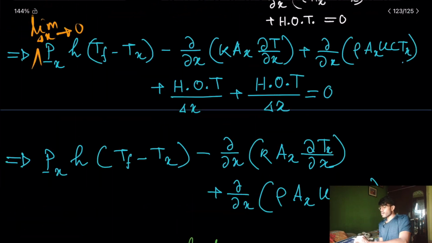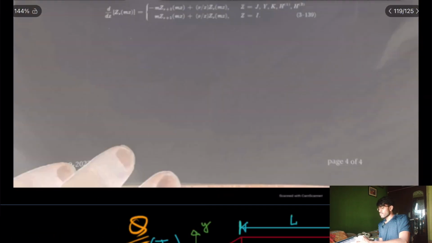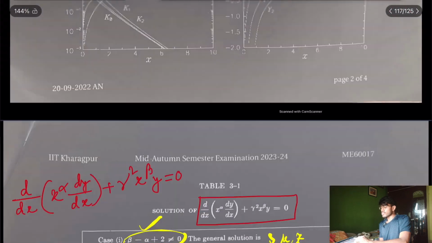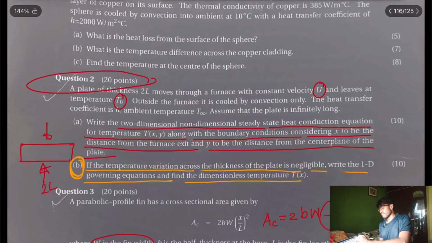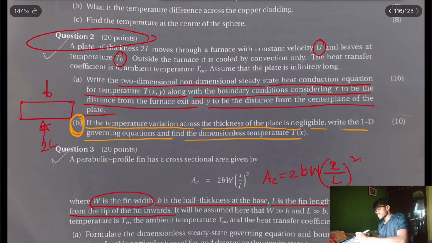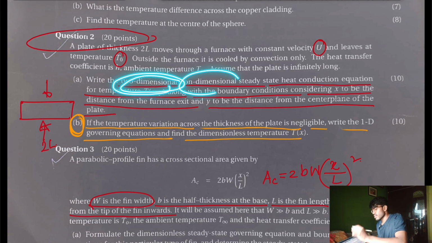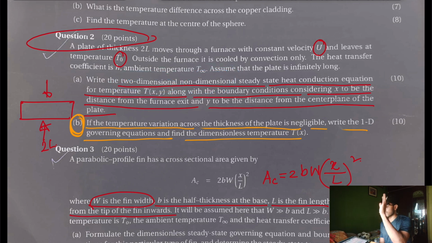Now let us come to the first part of the question, and I will advise you that first you think by yourself what it is telling. Write the two dimensional. Non-dimensional is okay. If you can write the dimensional governing equation, then you can convert it into the non-dimensional anyway. So you have to write the two-dimensional equation.